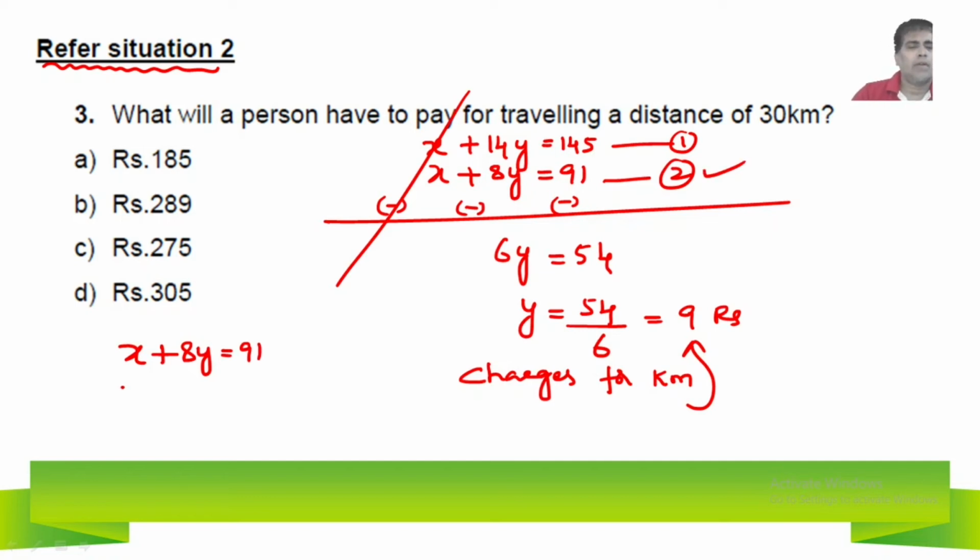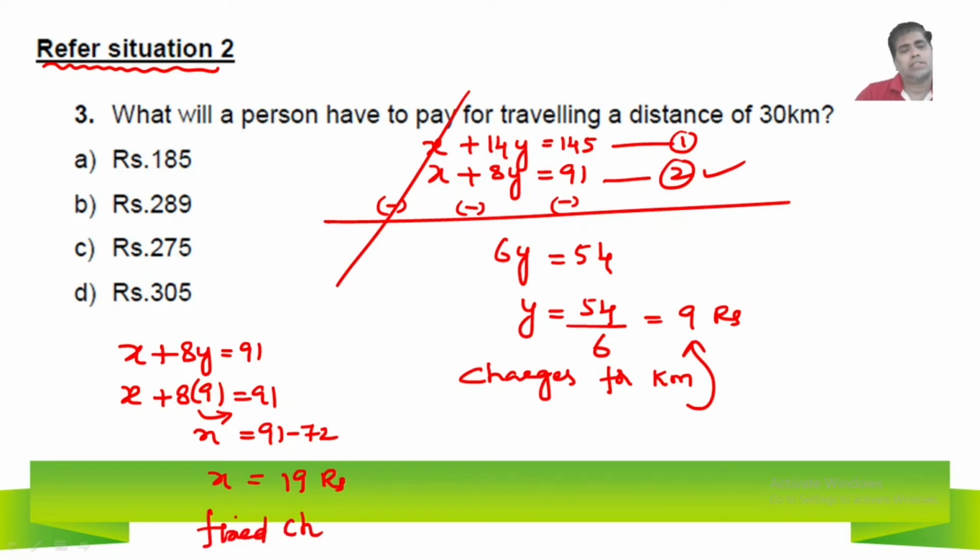So I want to find out x. x plus 8y, 8 into 9, is equal to 91. x is equal to 91 minus 72. So x is equal to how much are we getting? 19. So 19 rupees is the fixed charge for the second situation. In situation number 2, they are taking 19 rupees fixed, and 9 rupees per kilometer.